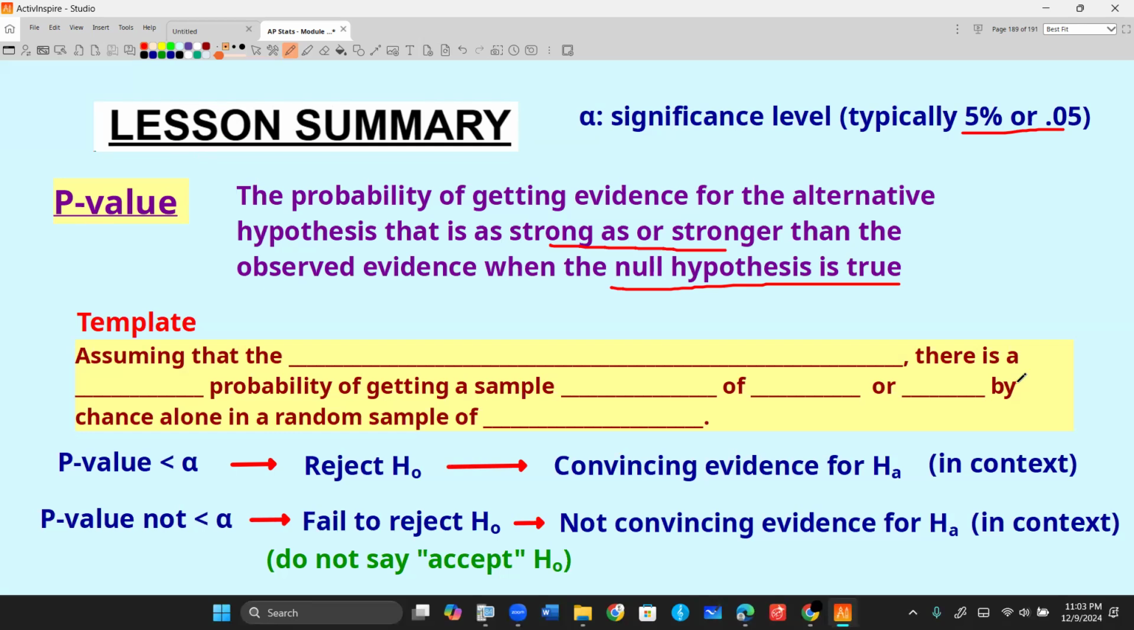Remember, when the P is low, reject the H-naught. We have convincing evidence in context. When the P is high, we fail to reject it. There's not convincing evidence in context. Never say we accept the null hypothesis. We either reject it or we fail to reject it.